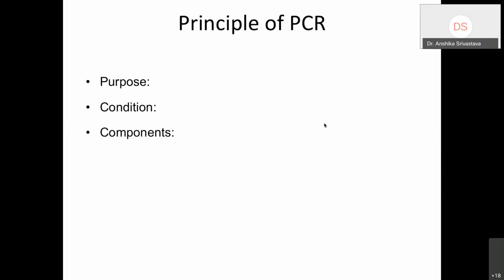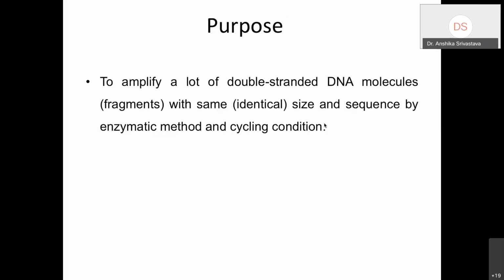Okay, so what is the principle of polymerase chain reaction? The purpose, why we are doing it, the conditions to carry out the polymerase chain reaction, and the components that are required. The purpose is to amplify a lot of double-stranded DNA molecules with the same identical size and sequence by an enzymatic method and cycling conditions. Just imagine photocopying: with a photocopy, you get one document copied into, say, 100 documents if you want. Polymerase chain reaction also works in a similar fashion.